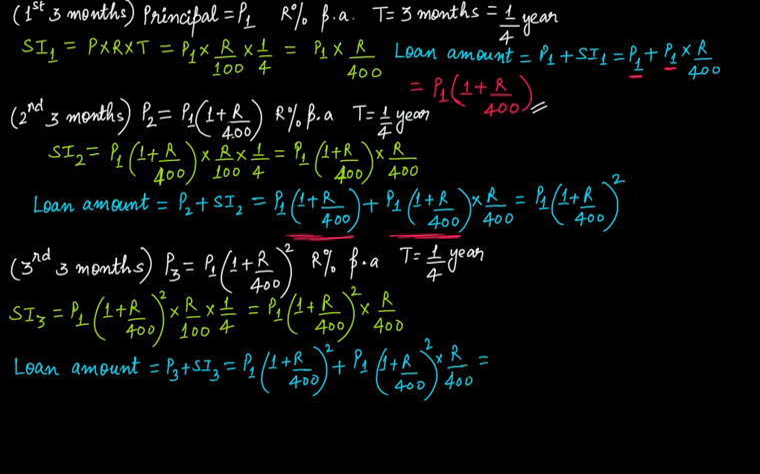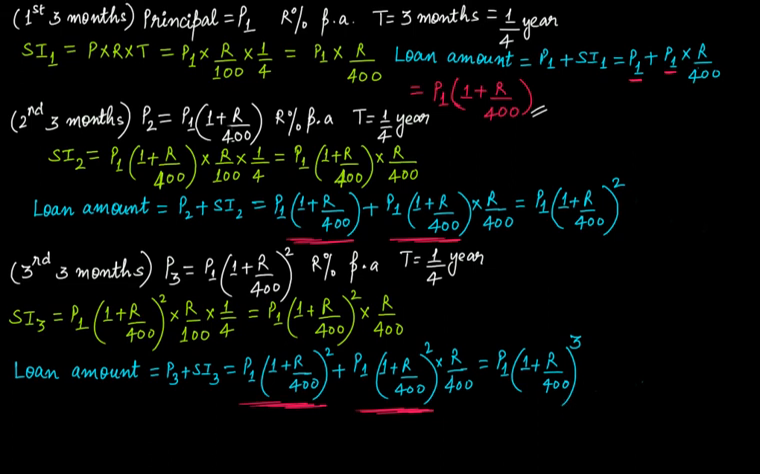This will be equal to, in this term P1 multiplied by R by 400, 1 plus R by 400 squared, and in this term P1 multiplied by 1 plus R by 400 squared is common. Take out this P1 multiplied by 1 plus R by 400 squared, and you are left with 1 plus R by 400. Right, now 1 plus R by 400 squared multiplied by 1 plus R by 400, can we write it as this cubed, right? Now, this is the loan amount at the third period of 3 months.